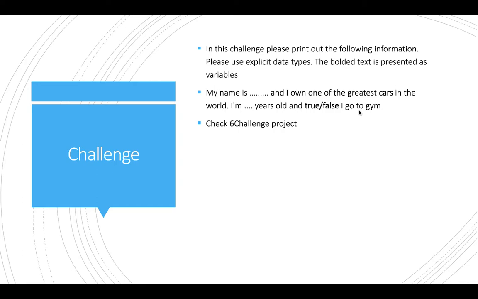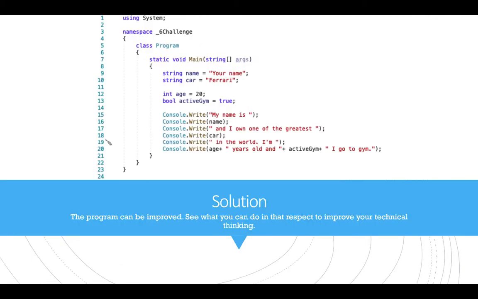Now, I have actually solved this challenge for you just to help you out, because you're at the beginning stage at this point. Let's see how this looks, okay? And that's the way I've done it, you see? String name, your name, string car, Ferrari, integer age, 20, bool active gym, true, and then I print out all the information just the way it is.